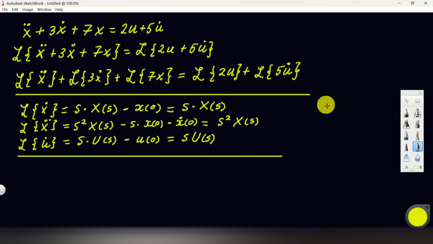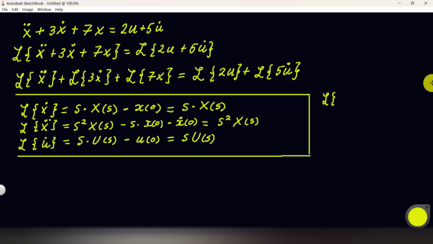Furthermore, we will use a very well-known property of the Laplace transform, and I will write it over here. This property is that the Laplace transform of any real constant multiplying a variable, let's for example type k multiplying x, is k multiplying the Laplace transform of x. Similarly, the Laplace transform of any constant, let's say c multiplying u, is c multiplying capital U of s.